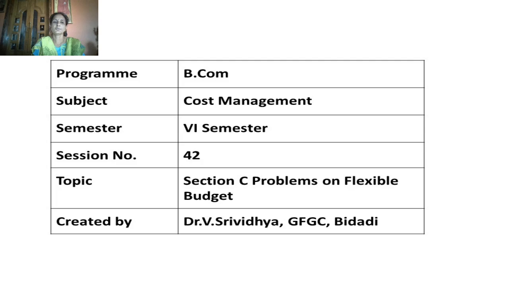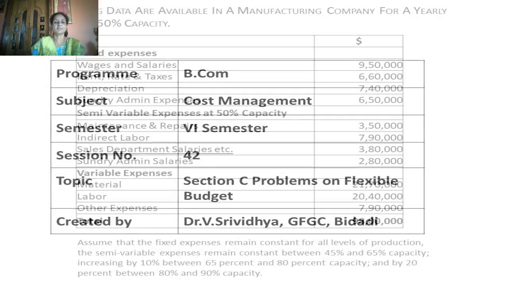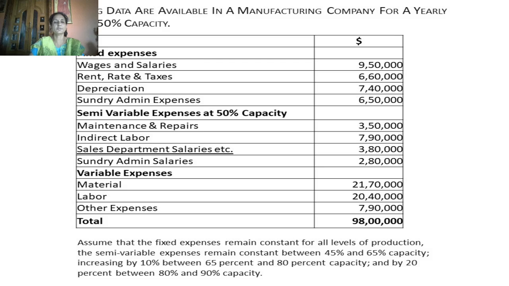The subject which I'm going to discuss now is cost management, and in that section C, problems related to flexible budget. Now you can look into the problem where they have given the information regarding 50% capacity of a manufacturing company. For all the 50% capacity, what all expenses have been incurred has been clearly stated here. First, they have taken fixed expenses, semi-variable expenses, and variable expenses.